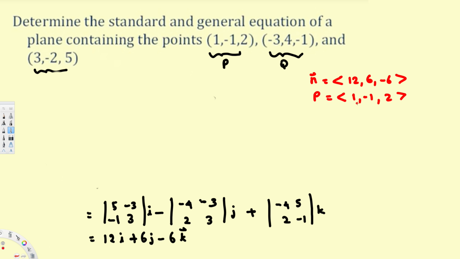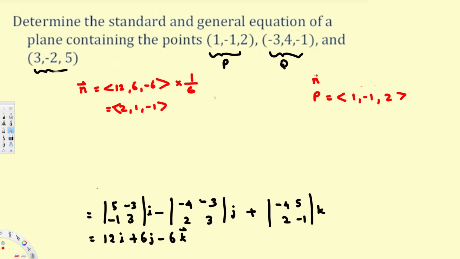Now we can express this in the standard form of a plane equation. In this case, the normal vector is going to be outside of the equation. But before we do that, it seems like we can simplify this a little bit more. Like if n is 12, 6 and minus 6, if you multiply this by 1 over 6, that's going to become 2, 1, minus 1. So this is another way to write this normal vector. This way is better because that will make everything easier, right? Let's write our normal vector as 2, 1, minus 1.